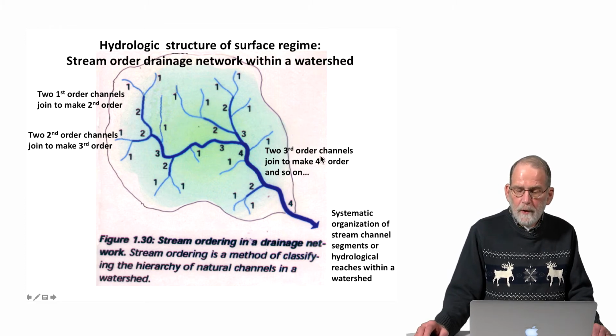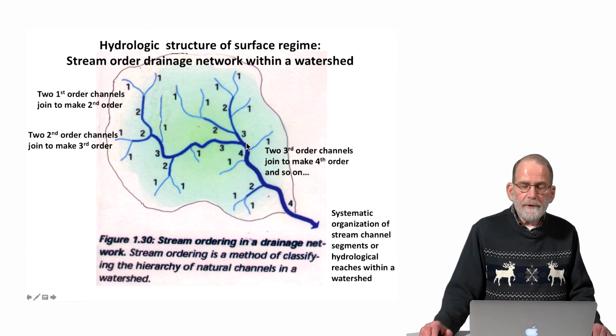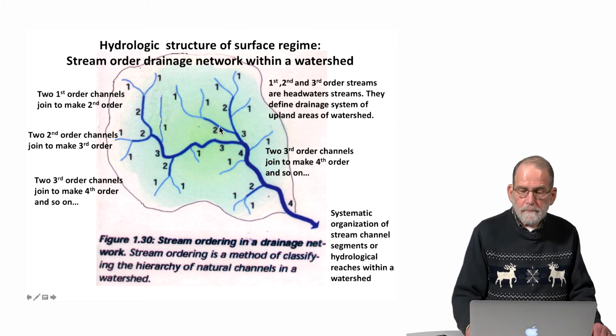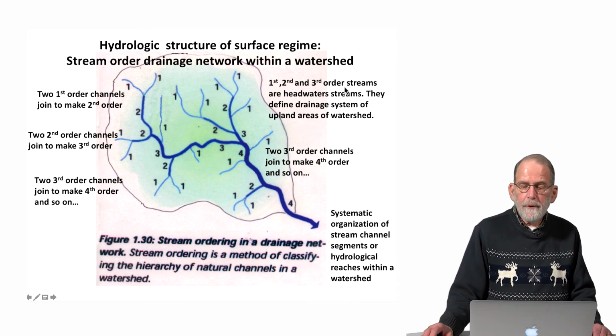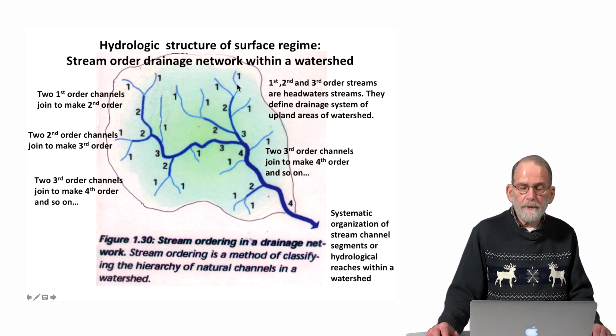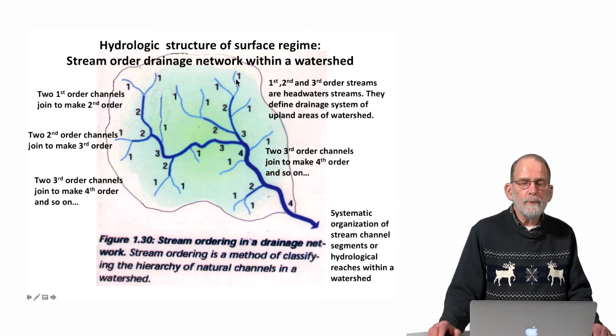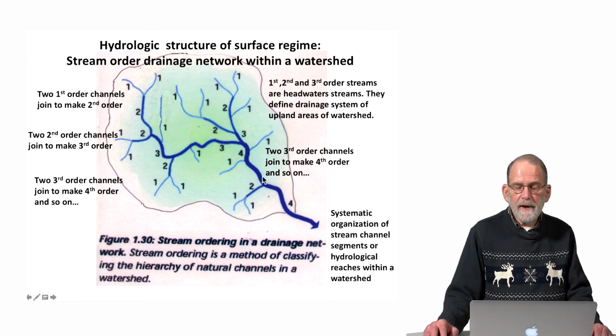The systematic organization of the stream channel segments allows us to understand the volume of water that's going to be flowing in different parts of the stream network. The first, second, and third order streams are what we call headwater streams. So essentially all of these stream channels that you see here are headwater streams. Their function is to drain water out of the upland areas and pass it on to the collection zone and conveyance zone.